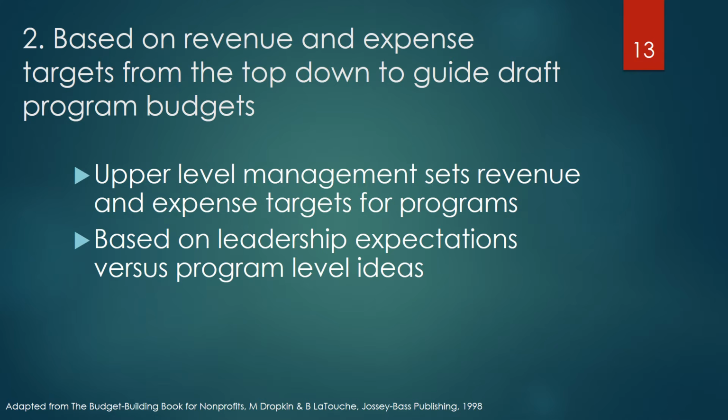Strategy 2 is where upper-level management sets revenue and expense targets for programs, and programs are expected to develop budgets to meet those targets. This is a more authoritarian strategy based on leadership expectations versus program-level ideas.